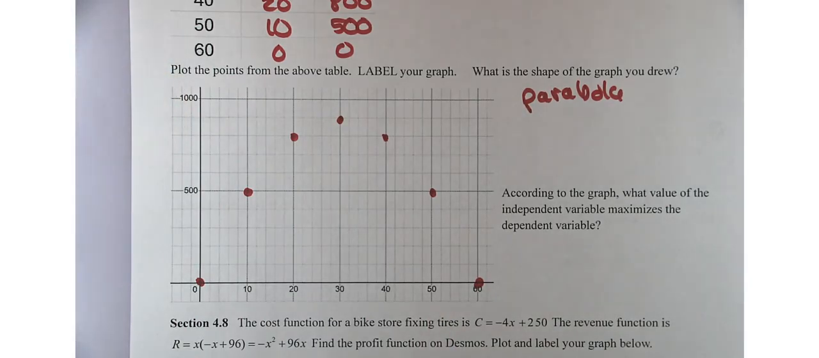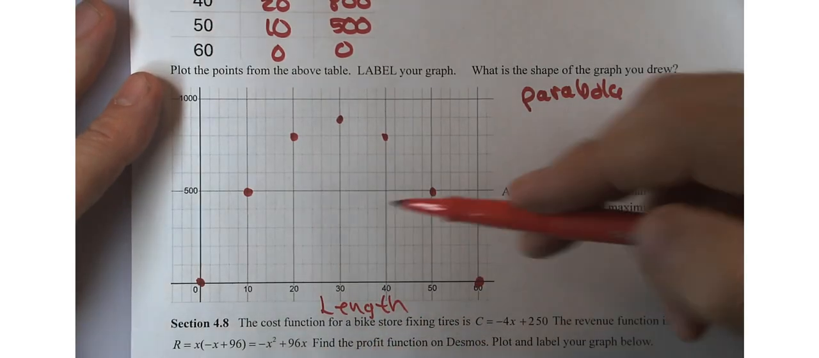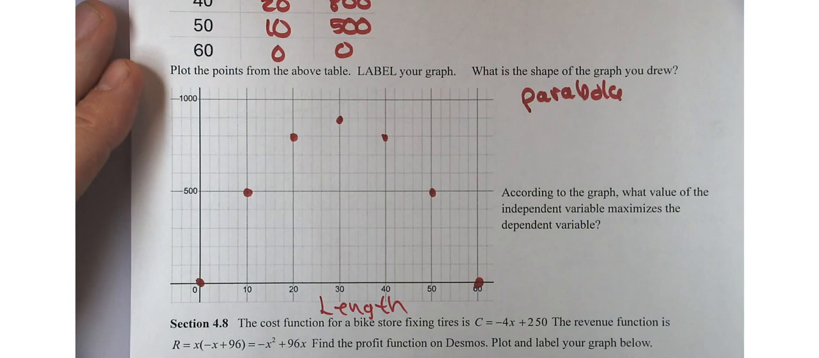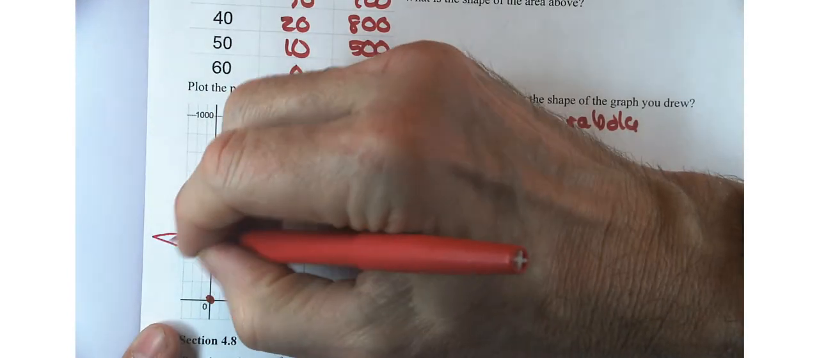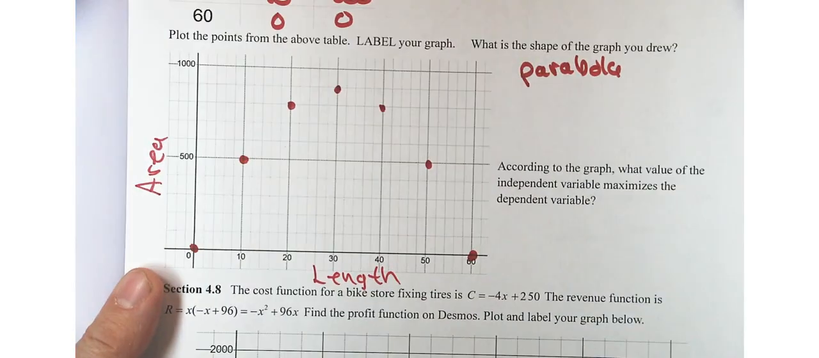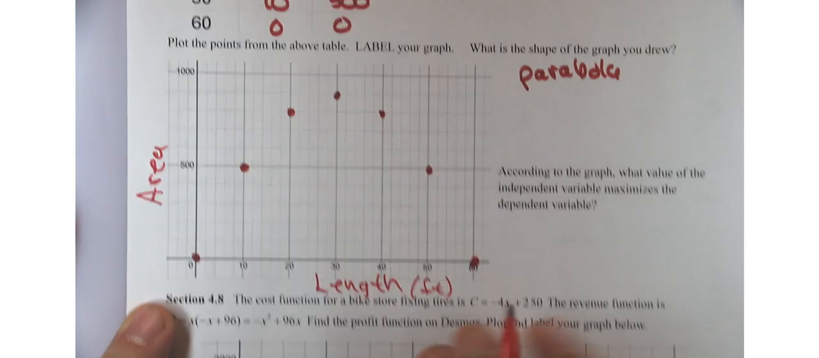900 at 30. Yes. Now there is one thing that I'm going to ask of you guys, and that is when you're graphing something, label your graph. For instance, in this graph on the x-axis I've got the length. What should I label my y-axis with? The area. So the length is in feet. The area is in square feet.